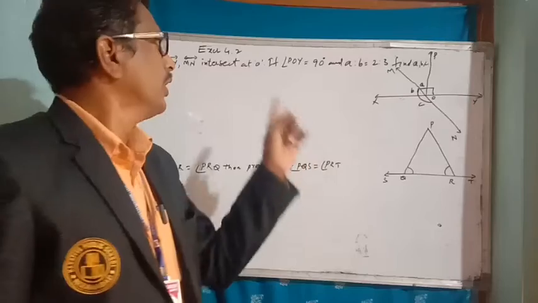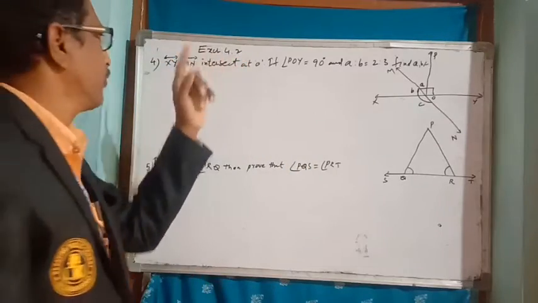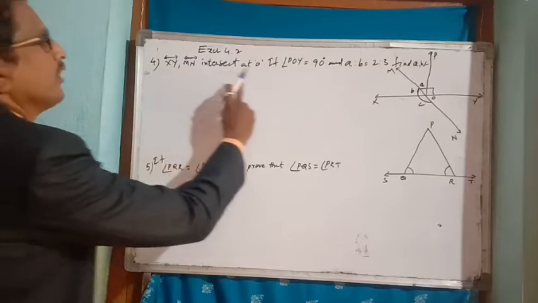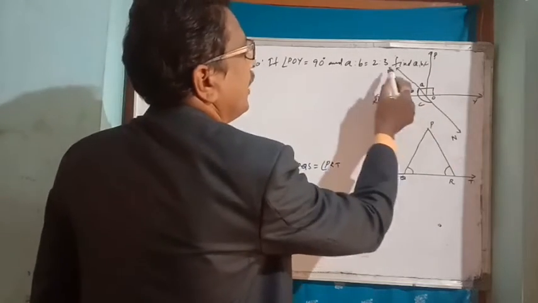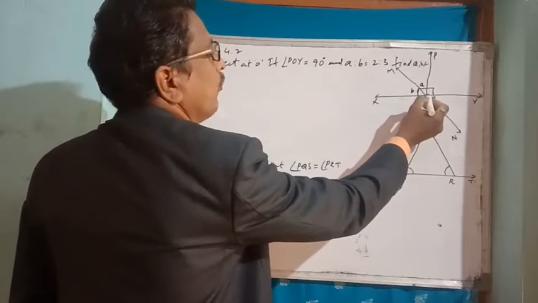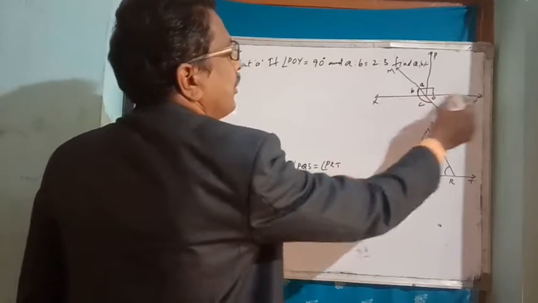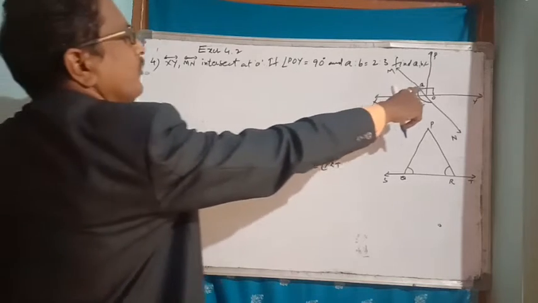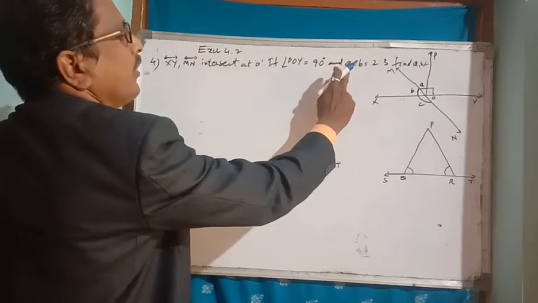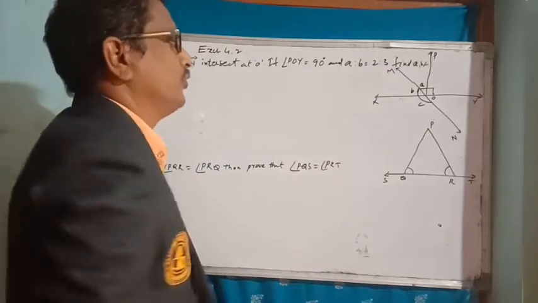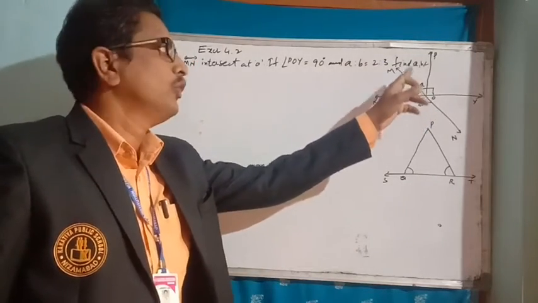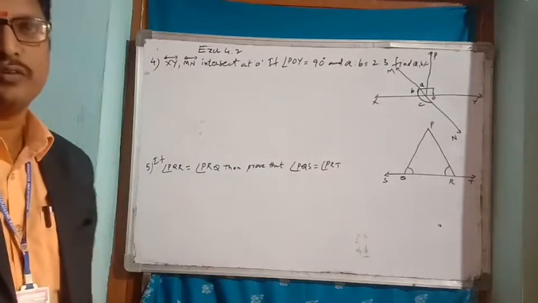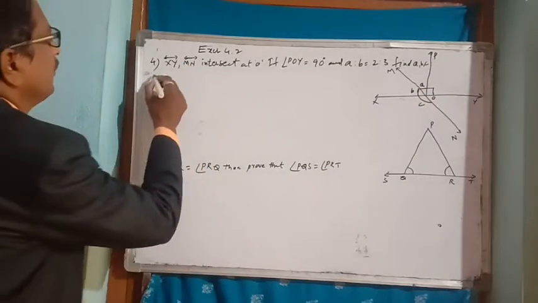Listen carefully. Exercise 4.2, fourth problem. Here XY and MN, two lines, are intersecting at O. PO is perpendicular to XY. Angle POY equals 90 degrees. And what is given here? A is to B equals 2 is to 3. Then find the angles A, B, C. Those angles we have to find. You know how to find.